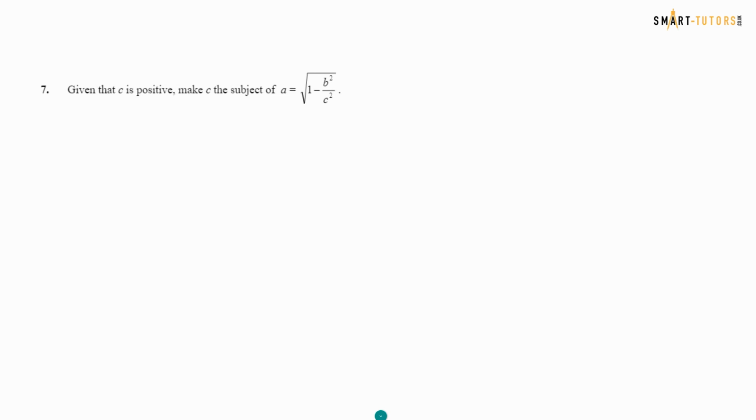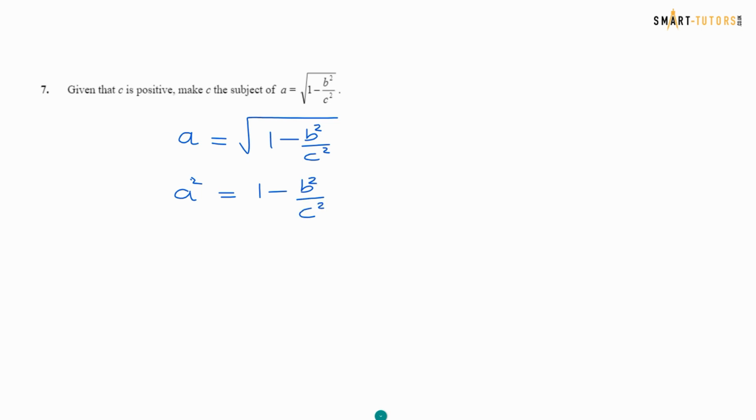Question number 7. Given that C is positive, make C the subject. This is one of the 4-mark questions. When you see a square root in a rearranging formula question, square both sides to get rid of the square root. So A equals the square root of 1 minus B squared over C squared. I'm squaring both sides, so A squared equals 1 minus B squared over C squared.